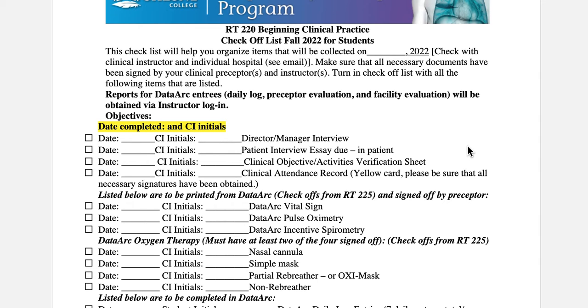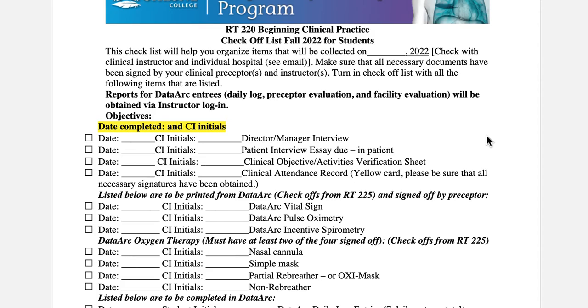The students also do their first patient interview, and they turn that into an essay. They also write an essay as a team for the director when they interview the director. There are clinical objectives that I can show you in the next few sheets, and then of course there's attendance, the yellow card. The students keep track of all their goals throughout the semester under Data Arc, and the student receives an affective evaluation at the end of the course from the clinical instructor, which is you.